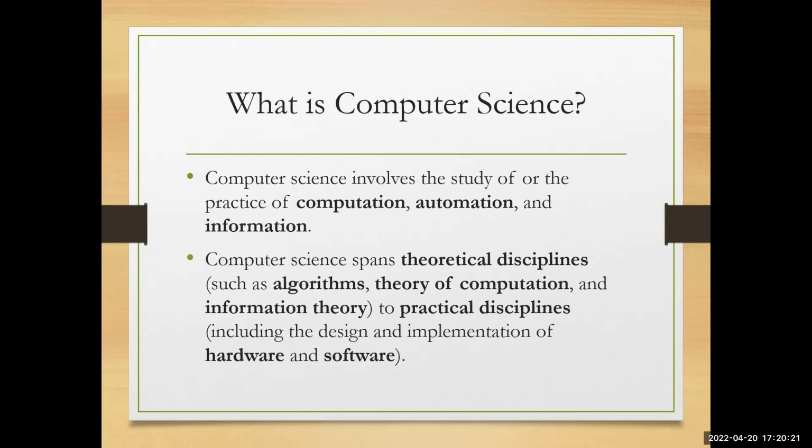And then another perspective you can use to understand computer science is to understand the various fields of computer science. Computer science spans theoretical disciplines such as algorithms, theories of computation, and information theory. It also includes practical disciplines such as the design and the implementation of hardware and software, so that we can build these machines, these computers, and program them to help us to solve various problems.